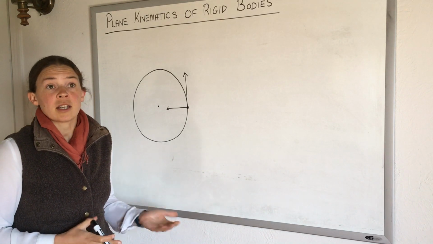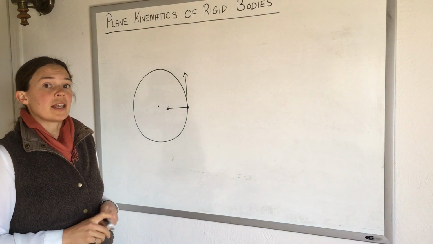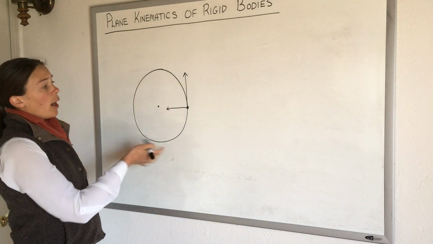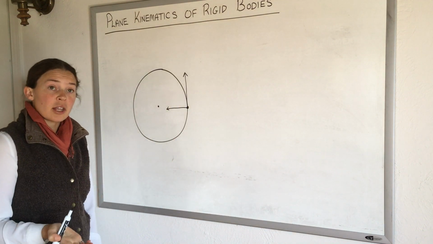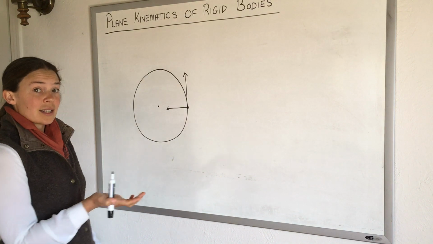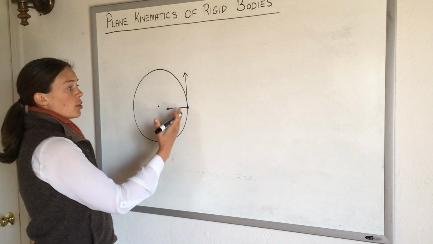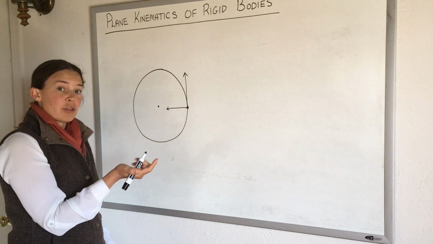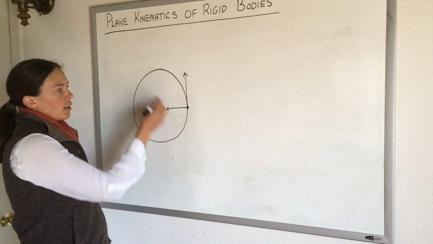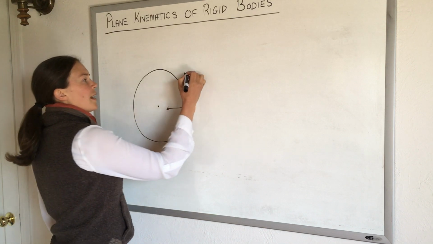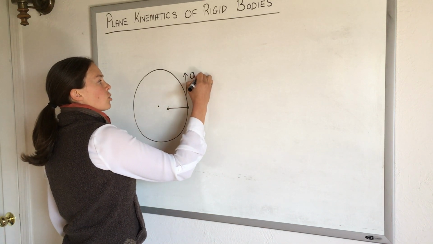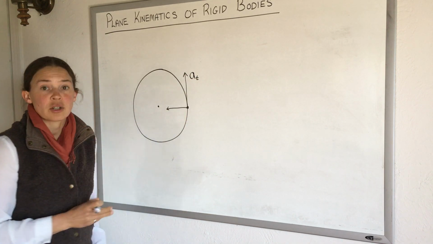Think back to when we did kinematics with rotation at the beginning of the semester. If we have an object that's rotating, there are two components potentially to the acceleration of a point on that object. There's a component that we used to say was in the theta direction, perpendicular to the edge of the circle. Now we're going to call this the tangential acceleration. It's tangent to the edge of the circle.